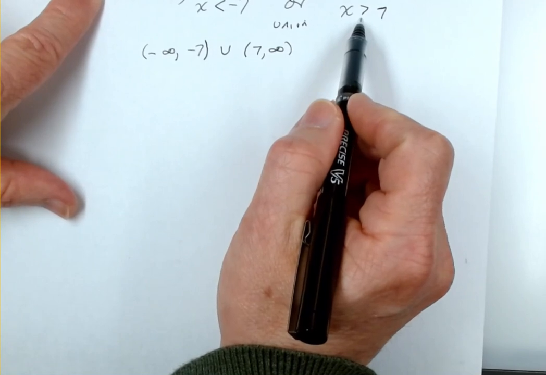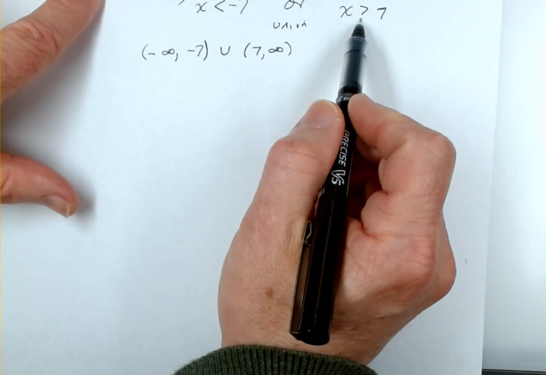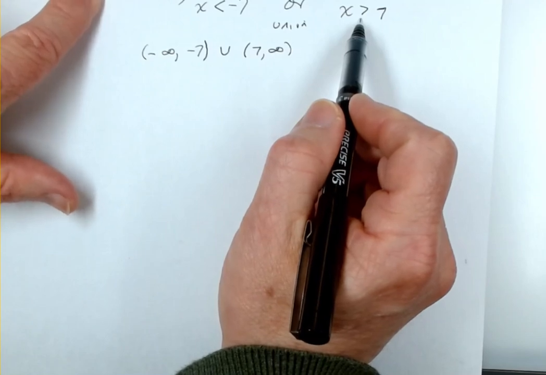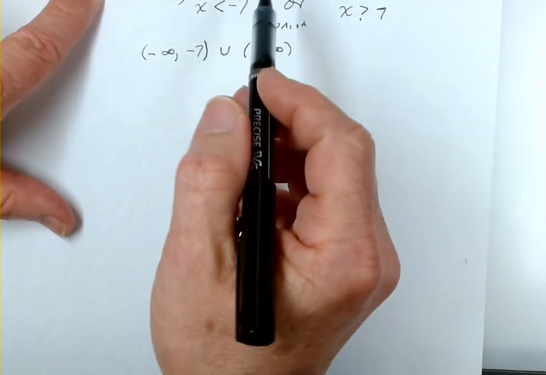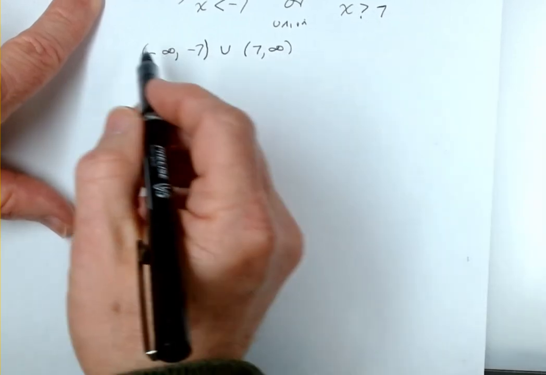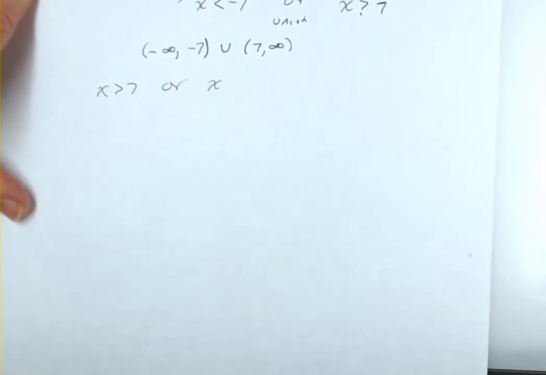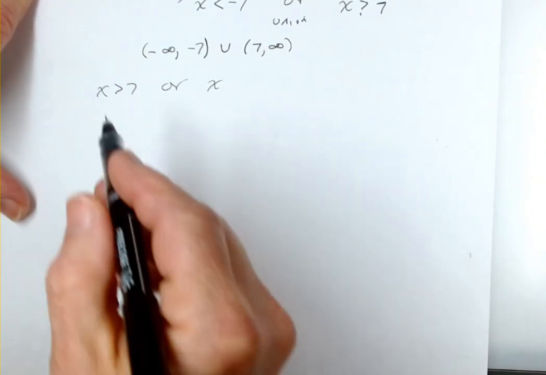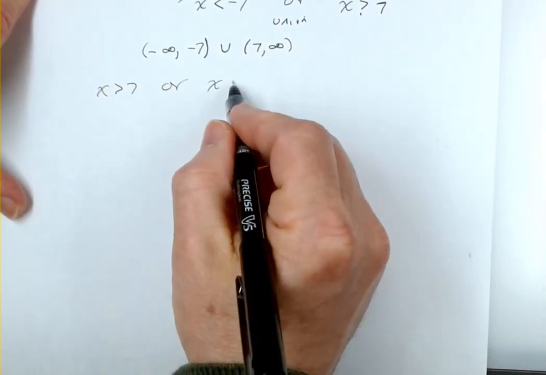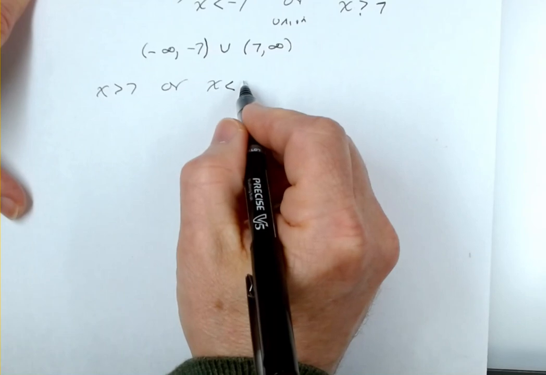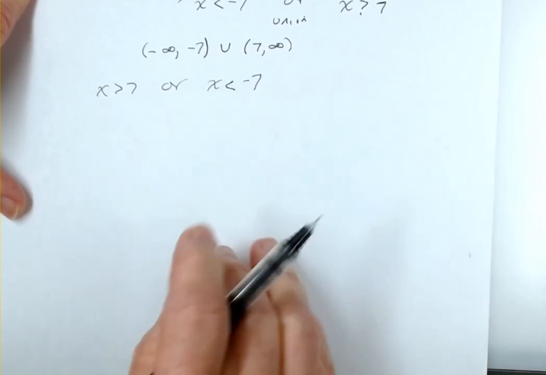Remember though, that's greater, so think greater, greater, or. So you need the or. So you're going to say x is greater than 7, or x is, and then you just change everything around. So greater than becomes less than, and then its opposite, which is a negative 7. So that's how you do it.